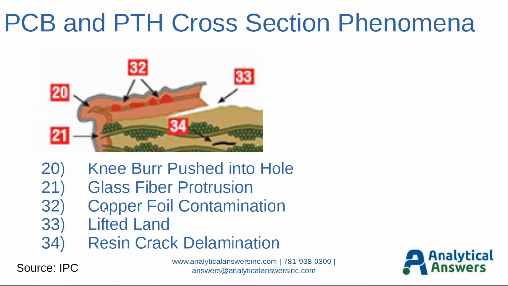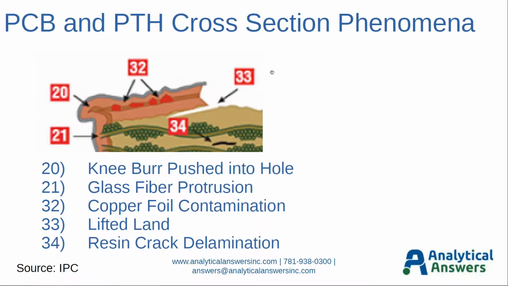Number 32 here is a copper foil contamination. So that's up here. Basically, there was some contamination left on the copper foil before the electroless copper, and then the subsequent copper plating was performed, and that foil contamination got trapped inside of the outer copper plating here.